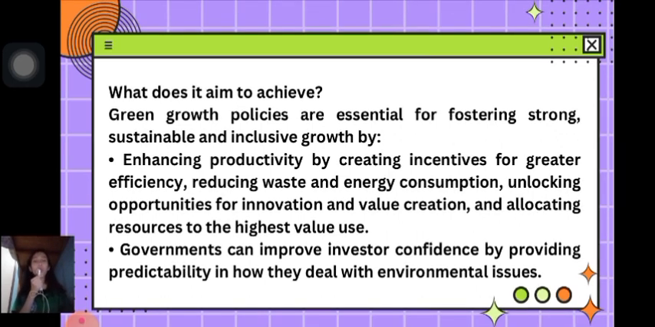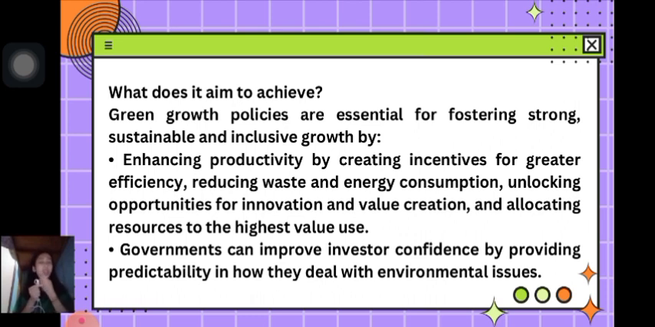So the fifth one is that the government can improve investor confidence by providing predictability in how they deal with environmental issues. So green growth also aims to improve investor confidence so that they will support our country to be in a sustainable and green growth economy.